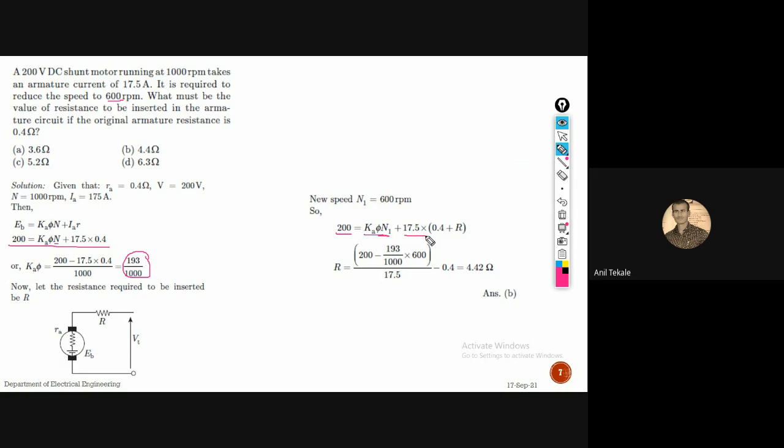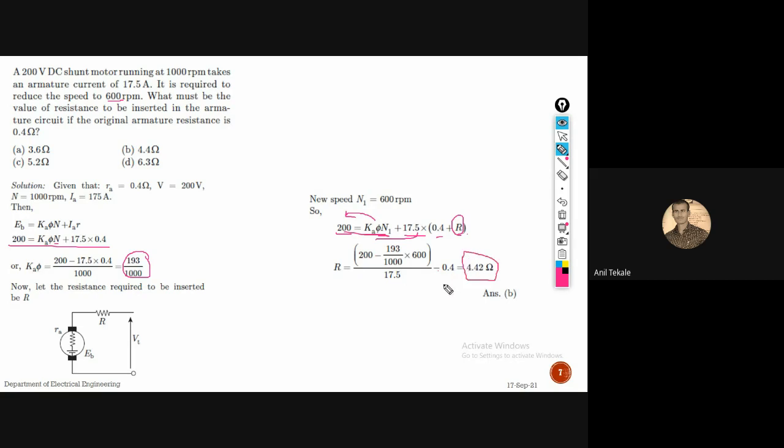Then 17.5 into 0.04 plus R. Then R we have to calculate, right? So once we replace this equation to the left hand side, this multiplication will go for the division. So like that way, R is equal to, we can find out 4.42 ohm.